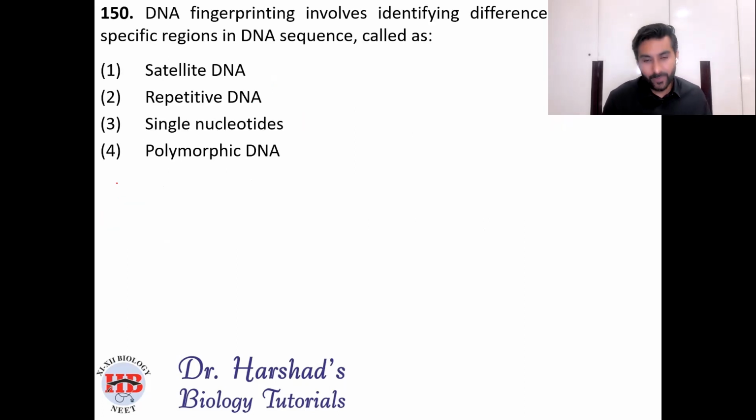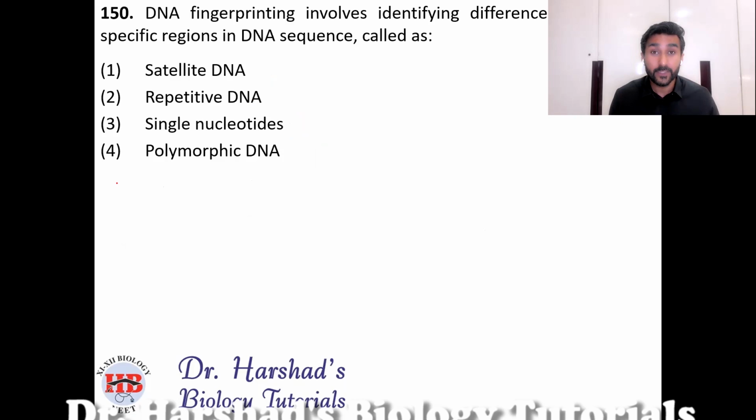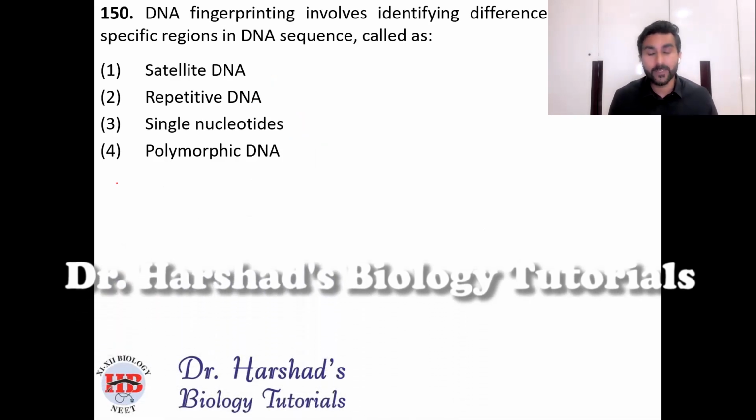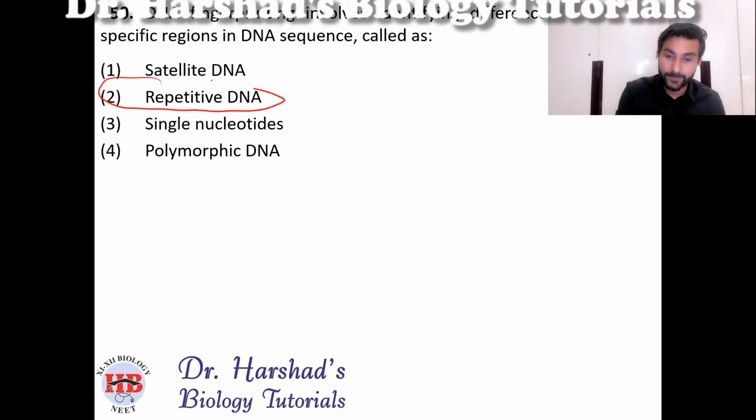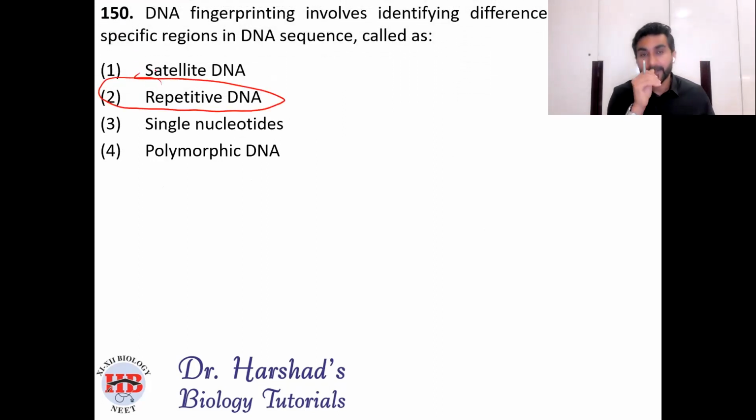We go to the next question, the last question of part 1. DNA fingerprinting involves identifying differences in some specific regions of the DNA sequence. Now, this was the sequence called VNTR, variable number of tandem repeats. So these were the repetitive DNA, which was the basis Alec Jeffreys used for DNA fingerprinting. So our answer in this case would be option number 2, that is repetitive DNA.